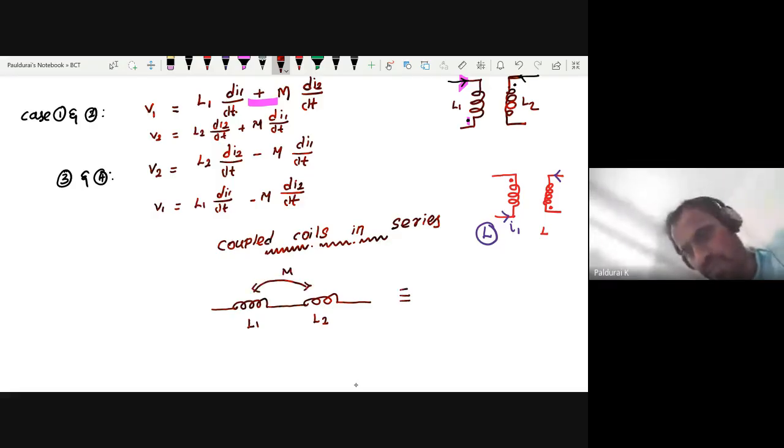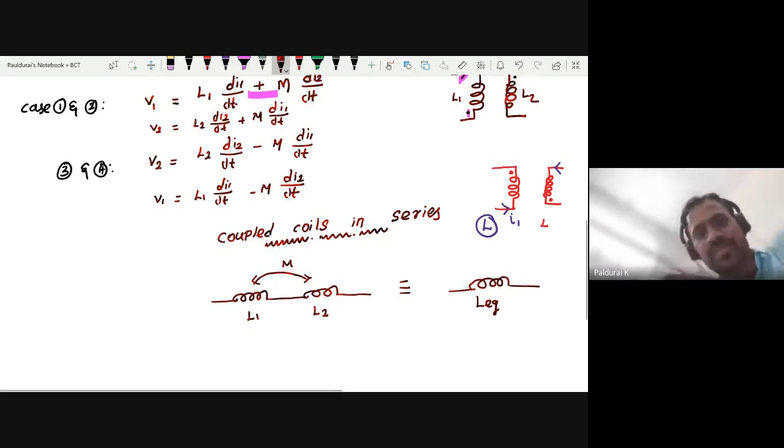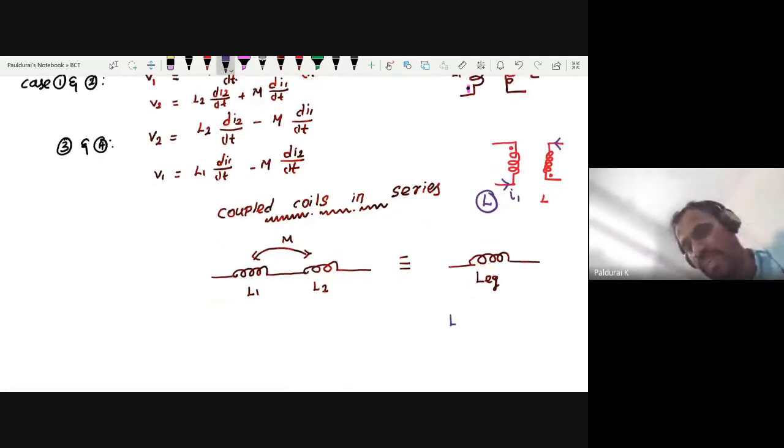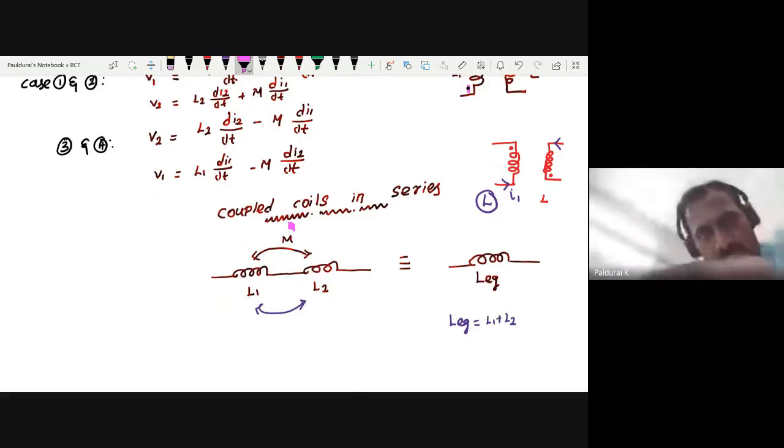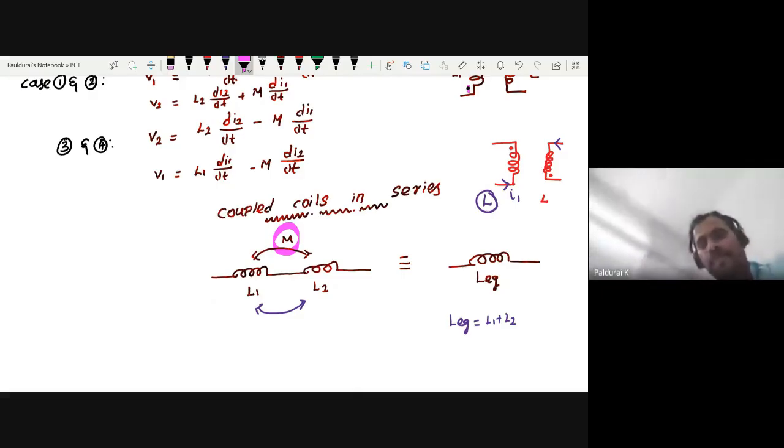Now my question: what is the equivalent inductance, L equivalent? Any idea? Since these two are connected in series, it becomes L1 plus L2. Now what is the impact of this mutual inductance? Actually there is a derivation, but that is not required.